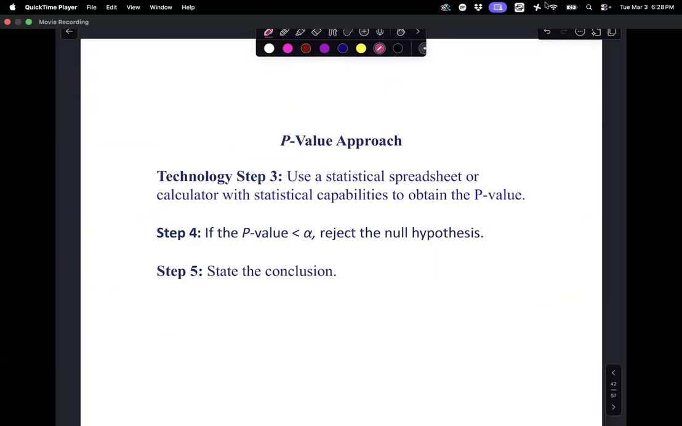We all got this. The p-value is less than alpha, reject the null hypothesis, then you state your conclusion.